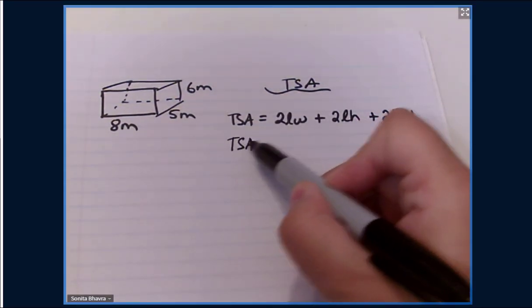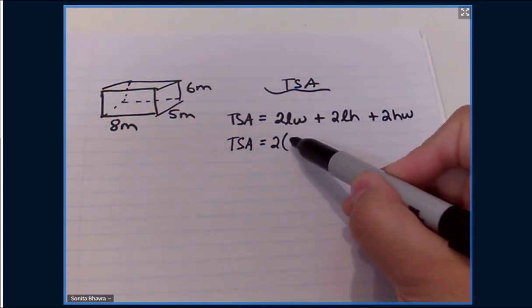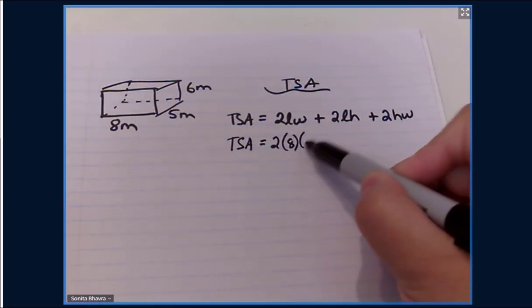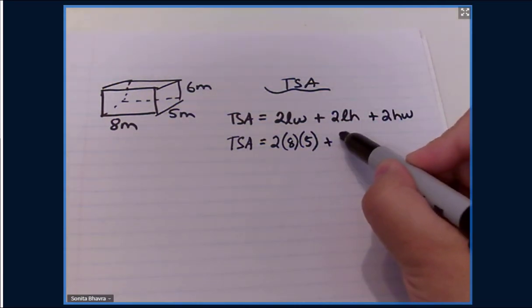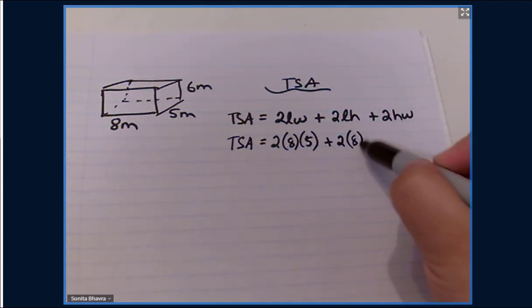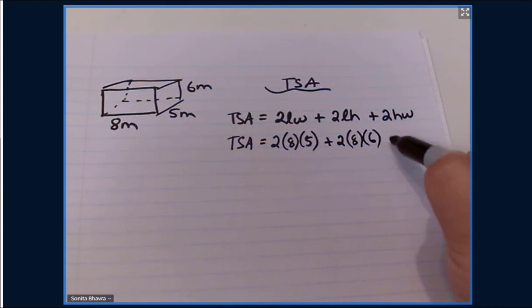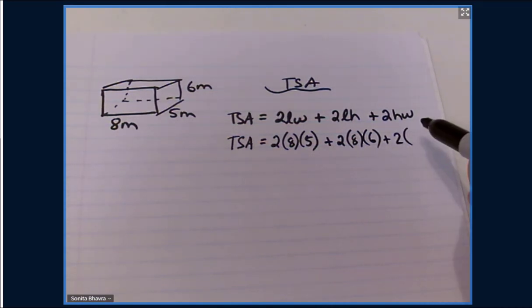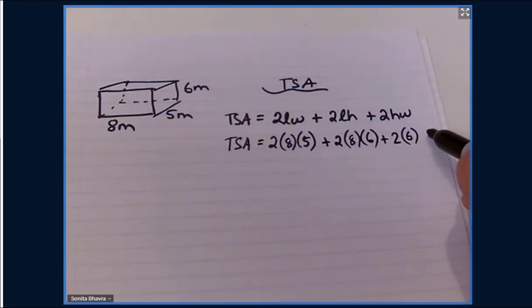So now we can start substituting in our numbers. So 2 length is 8. Our width is 5. So 2 times 8 times 5 plus 2. Our length is 8. Our height is 6. So 2 times 8 times 6. And then plus 2 times height times width. Our height is 6. And our width is 5.